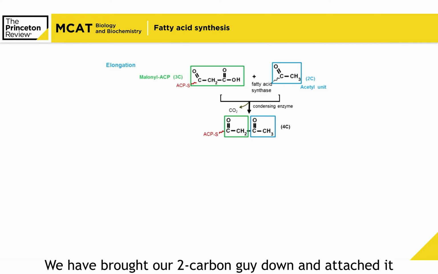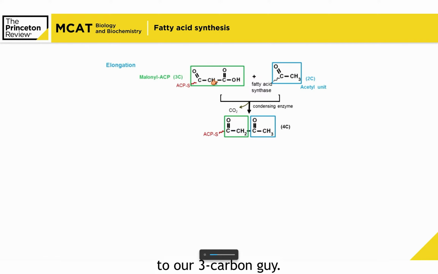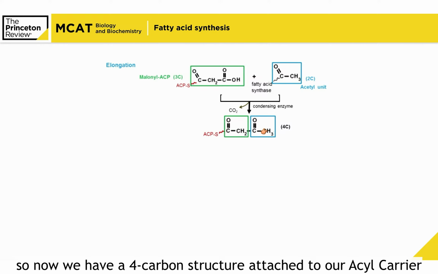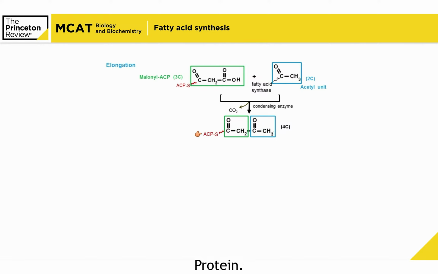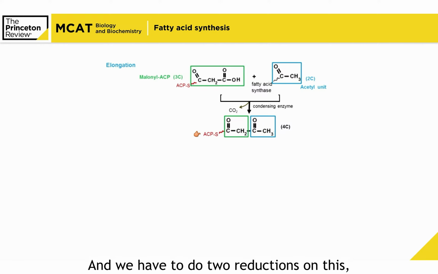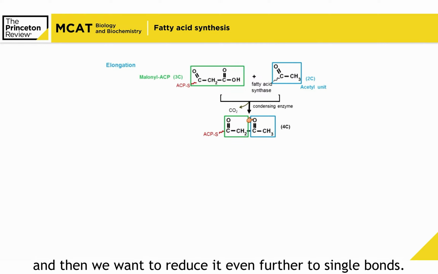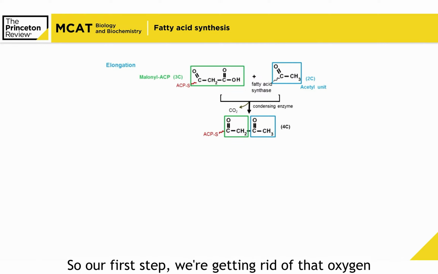Now we have something that looks like this. We have brought our 2-carbon guy down and attached it to our 3-carbon guy, and lost a carbon as carbon dioxide. So now we have a 4-carbon structure attached to our acyl carrier protein, and we have to do 2 reductions on this. We want to get rid of the oxygen, and then reduce it even further to single bonds. So our first step is getting rid of that oxygen and creating a double bond.